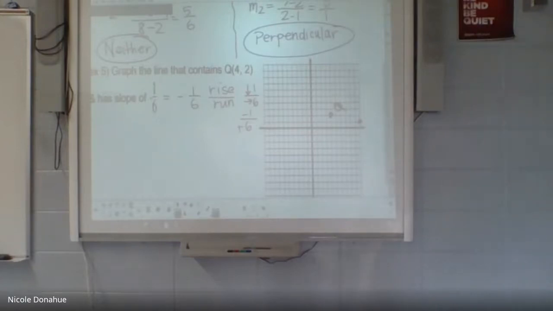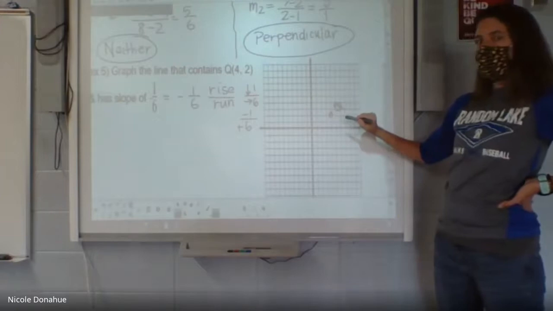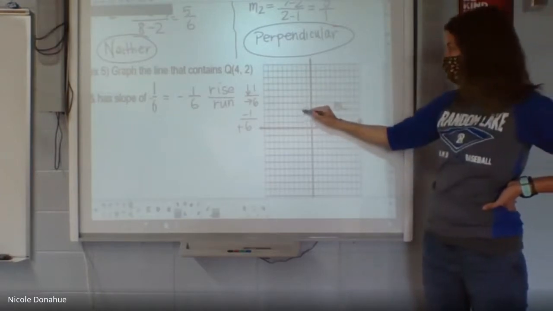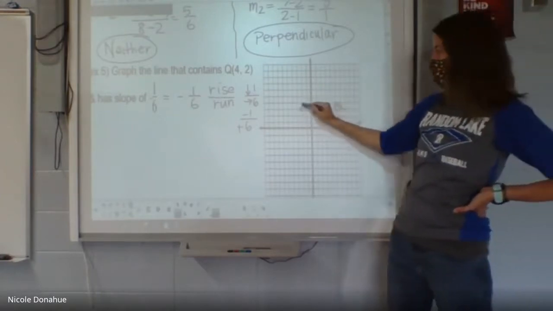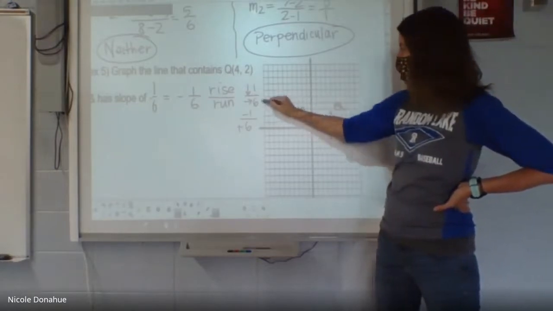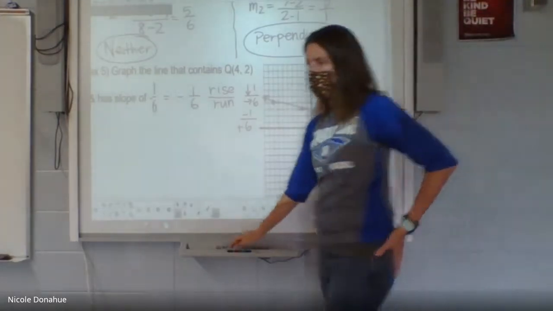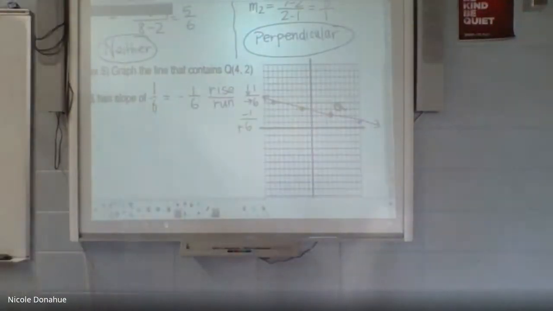What's our other option? What other way could we go? Yep, go ahead, Adela. Up 1 and then left 6, or like back 6, yep. And I can keep doing that because I have a few more spaces I could go. So we're able to draw that line using our slope and using the Q they gave us.